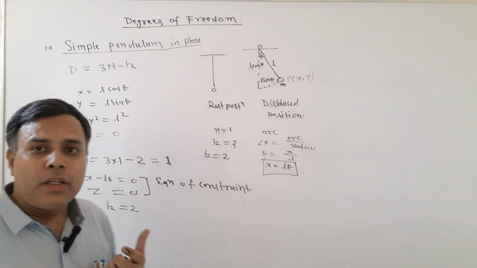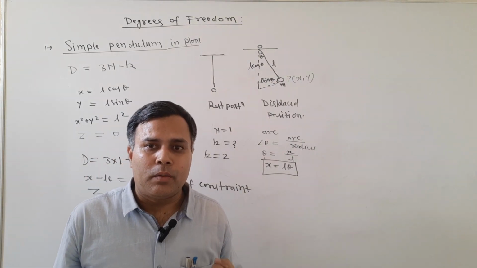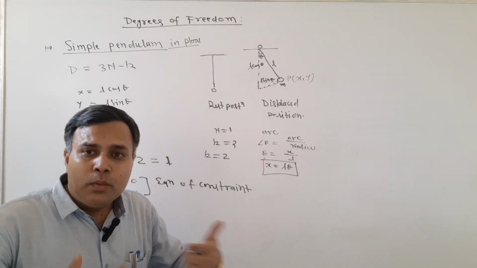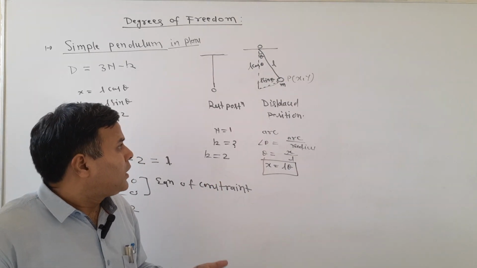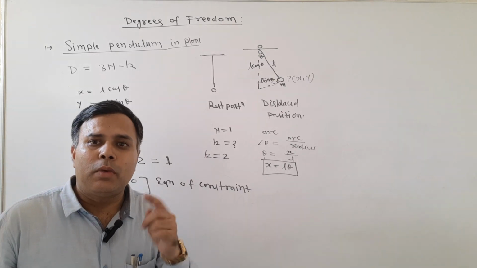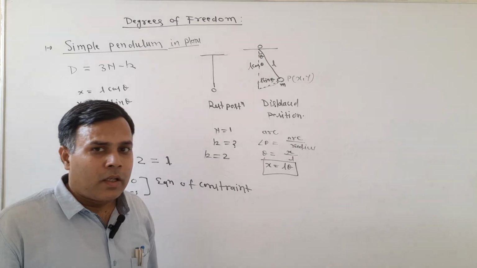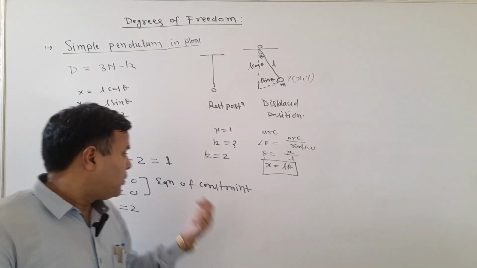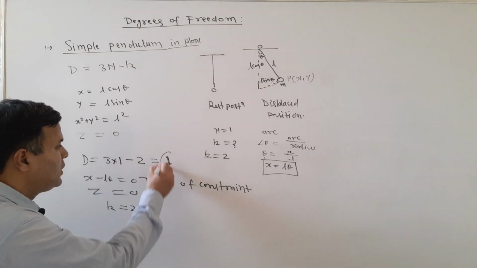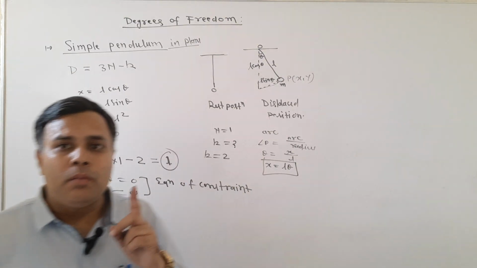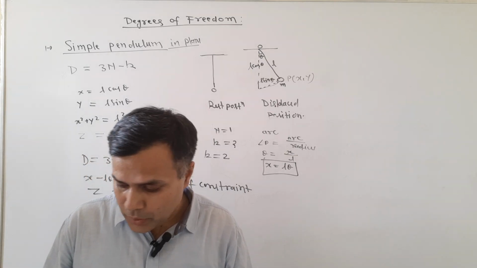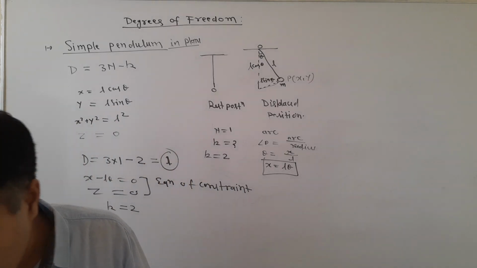So equation of constraint is a very important parameter. Once we recognize the equations of constraints corresponding to any physical system, we can easily find the degree of freedom, because in most cases the number of particles is fixed. In this case it is 1. So we have equations of constraint as 2, so the degree of freedom is 1. So degree of freedom of a simple pendulum in a plane is 1. So this is the way to find the degree of freedom of a simple pendulum.